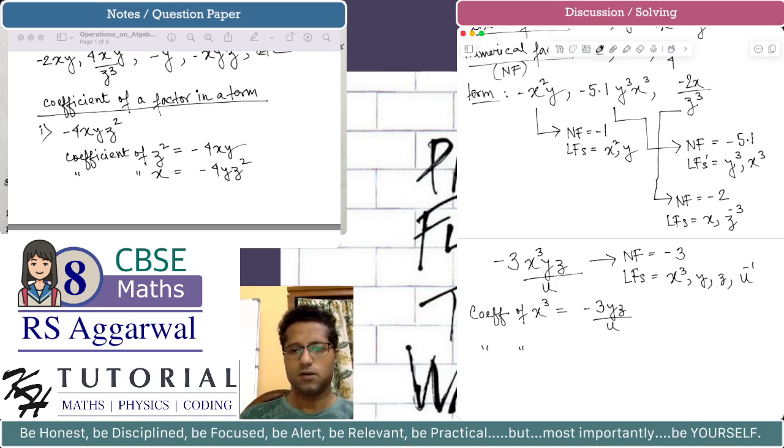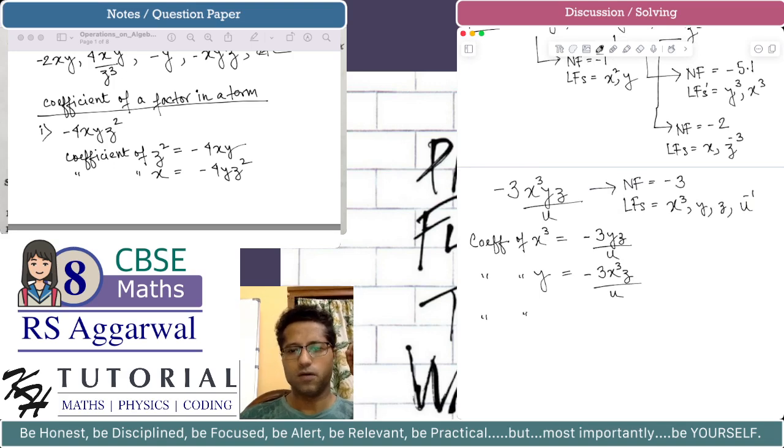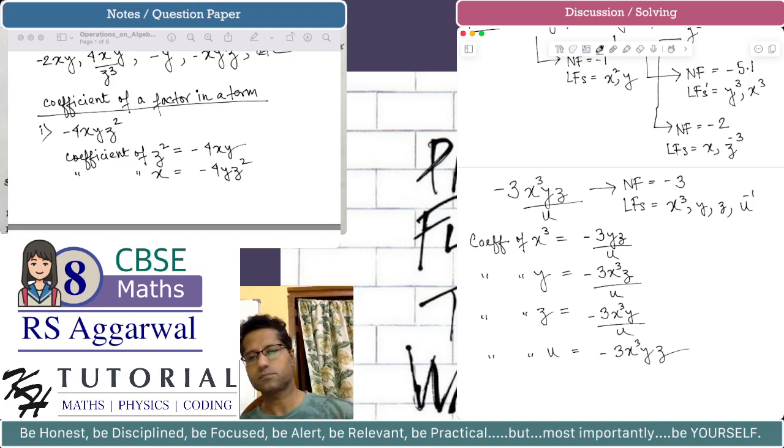Similarly, the coefficient of y is equal to minus 3 x cube z by u. Similarly, the coefficient of z in this term is minus 3 x cube y by u, and the coefficient of u in this term is minus 3 x cube y z. So this is the concept of a coefficient of a factor in a term.